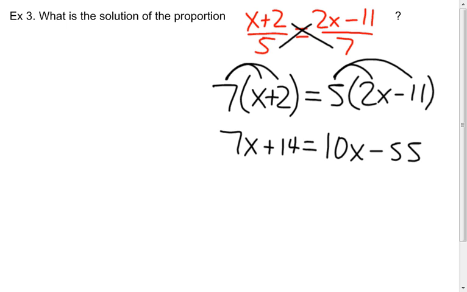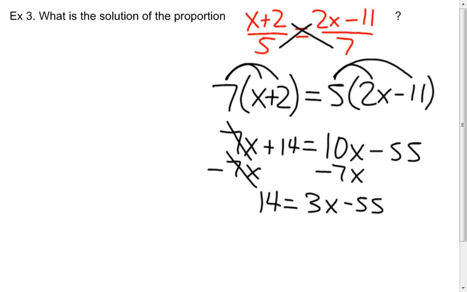I have variables on both sides. I don't like that. I want to get rid of the one that has the smaller number. 7 is smaller than 10, so I'm going to subtract 7x from both sides. These inverses cancel. 10x minus 7x is 3x.